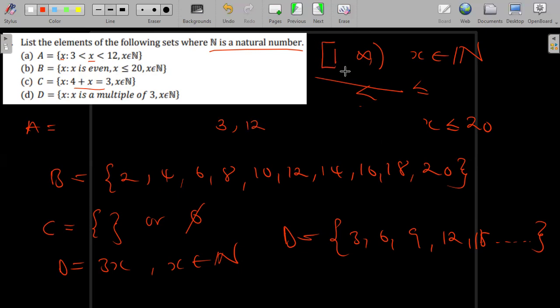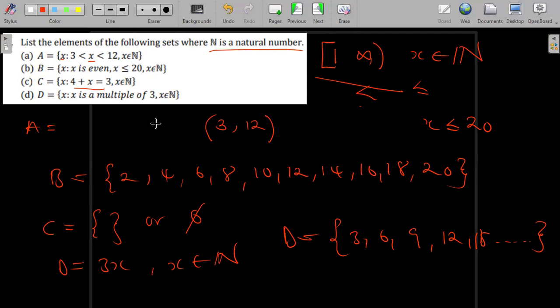If you put a square bracket like this one here, it means that the number at the end, like 3, is going to be part of that interval. But we see there's just a less than sign here. So it's open here and it's open there. So it means that 3 and 12 are not part of that interval.